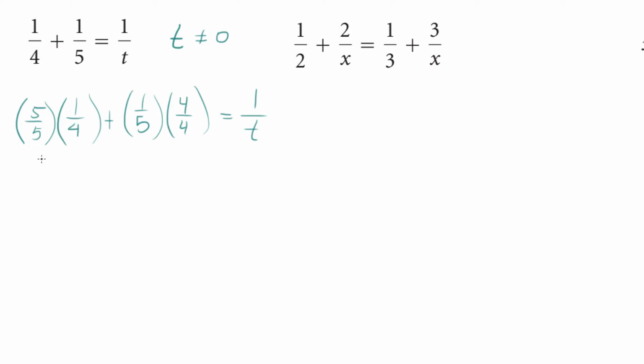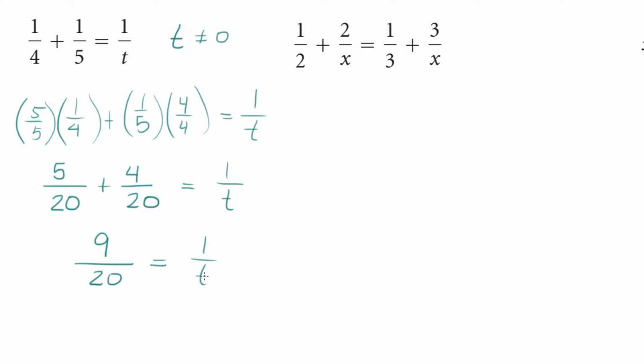So how do we multiply fractions? We multiply across, meaning 5 times 1 is 5, 5 times 4 is 20, 1 times 4 is 4, and 5 times 4 is 20. Now, whenever you add these fractions, we leave the denominator by itself and add the numerators, so 5 plus 4 is 9. You have 9 over 20 equals 1 over t.